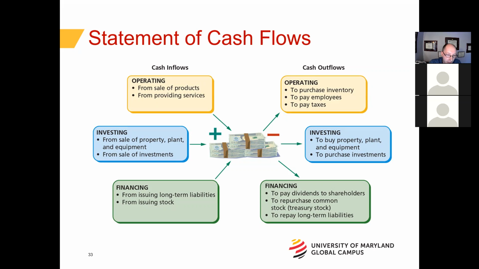And we have financing activities. Financing activities inflow from financing would include things like the issuance of long-term liabilities, issuance of debt, right? Or issuing stock, basically stocks and bonds. And then we have financing outflows. That includes things like payments of dividends to shareholders or the repurchase of common stock.